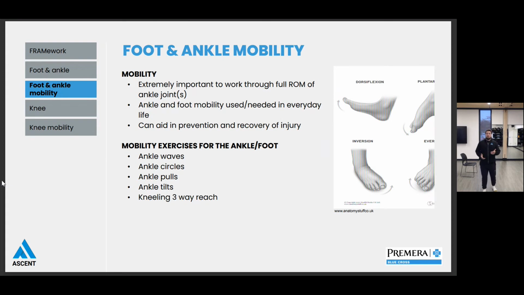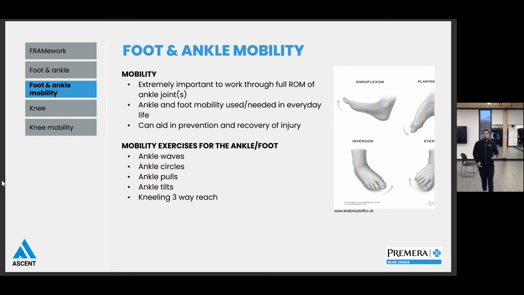All those motions can occur in just daily life. As we're walking, we're always going to be dorsiflexing and plantar flexing. As we're walking on uneven surfaces, that's when we're going to be called to either invert or evert in order to keep walking on that unstable surface and not fall over.